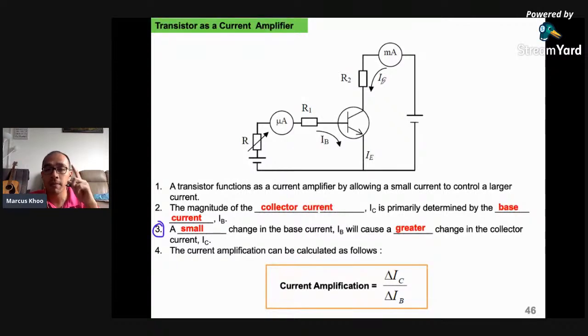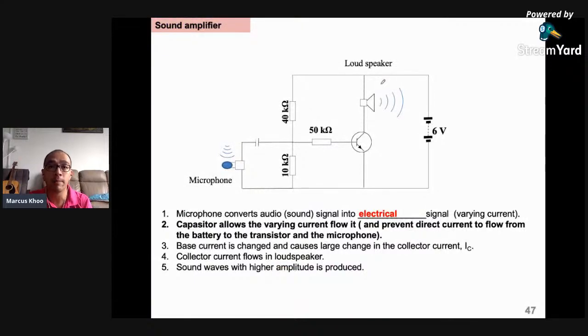And one of the main uses of a transistor as a current amplifier is seen in our sound amplifiers. If you have an amplifier at your home or in church or wherever, if you open the amplifier, you'll see lots and lots of transistors over there.